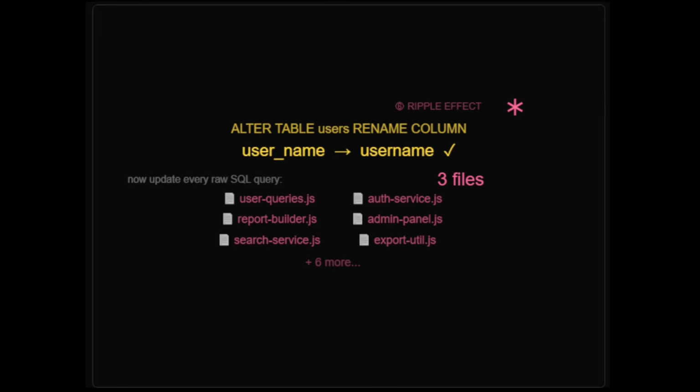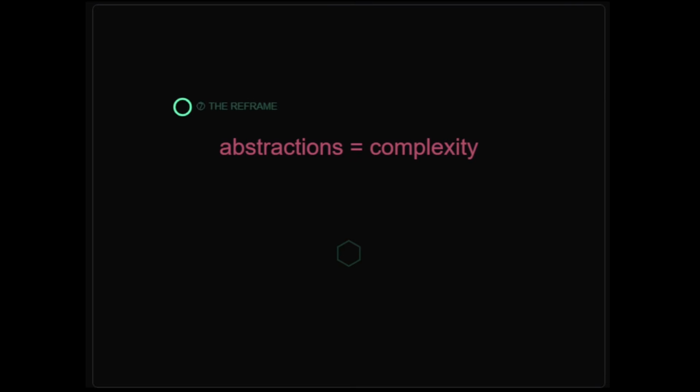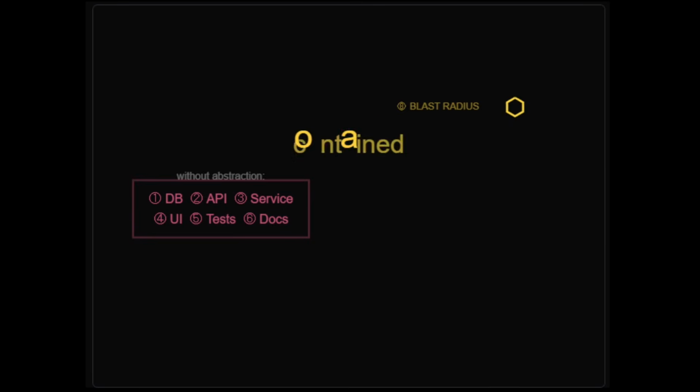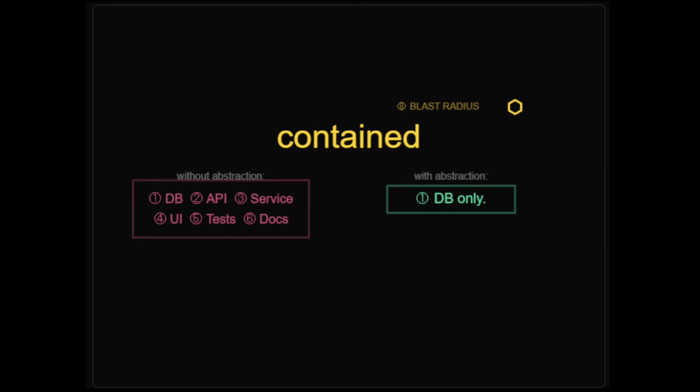This is 12 files, 12 places to find, 12 places to update, 12 places to get wrong. One abstraction, one single boundary would have contained all of this. The change would have happened in one place and nowhere else. Abstractions are not complexity, they are control surfaces. They are the decision to pay a small cost now so you don't pay a catastrophic cost later.